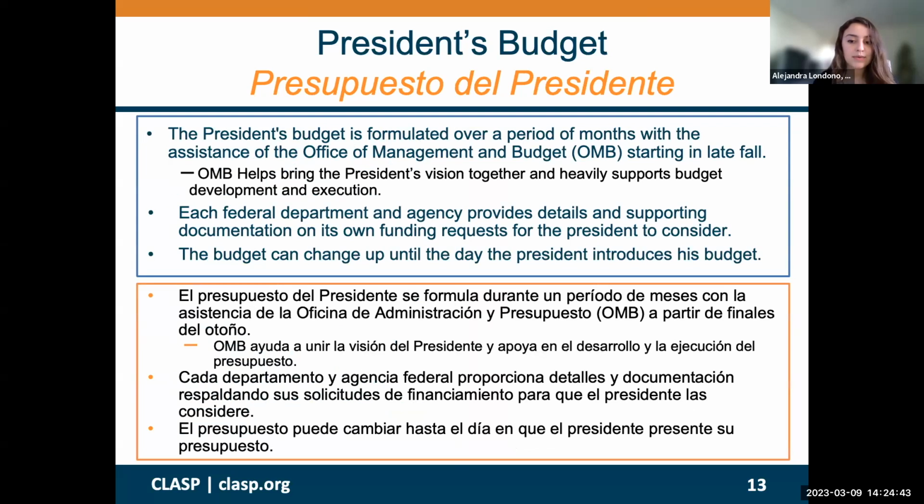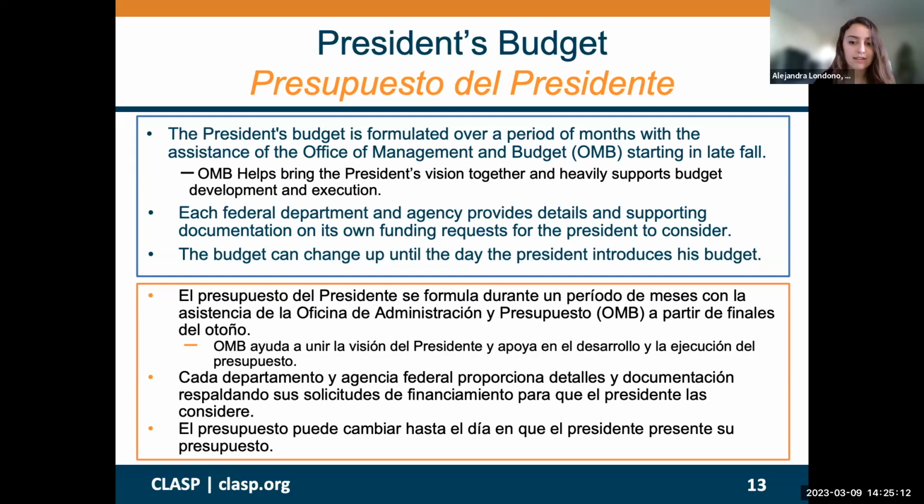As the video also explained, the president's budget is formulated over a period of months with the assistance of the Office of Management and Budget, or sometimes called OMB. The Office of Management and Budget helps bring the president's vision together and heavily supports the development and execution of the budget. This process often starts in the fall.